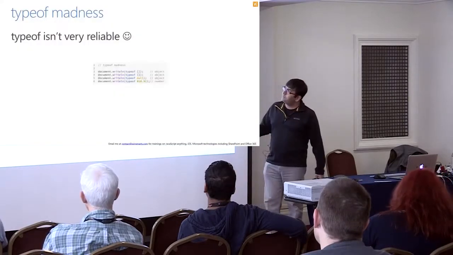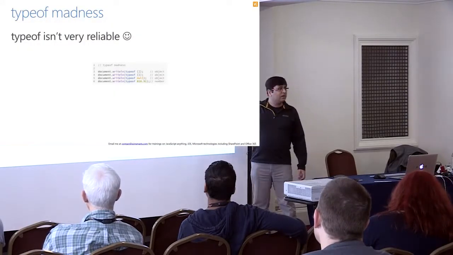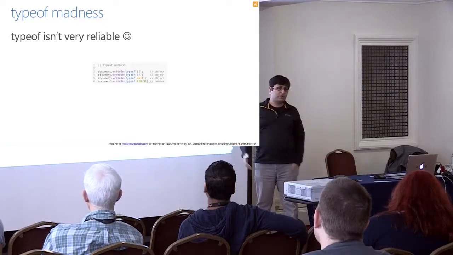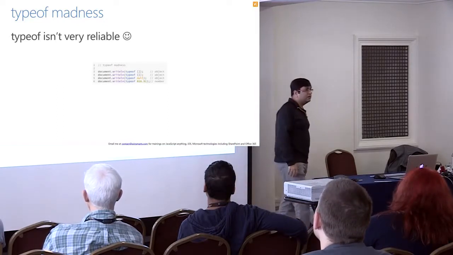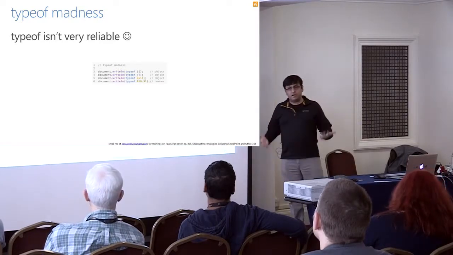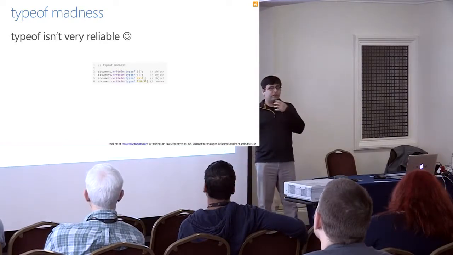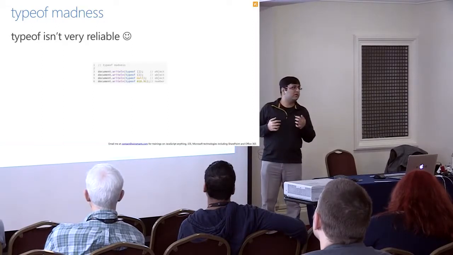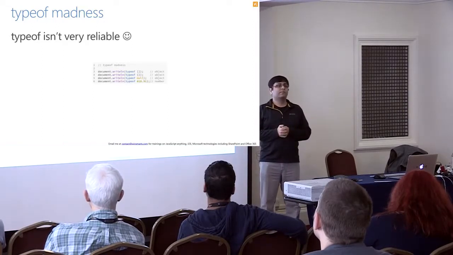So typeof of an array returns object. It doesn't say array, it says object. And the problem with that obviously is, if you want to iterate over an array, you would say typeof, if it's not array, then I'm not going to iterate over it. But it's not going to work.